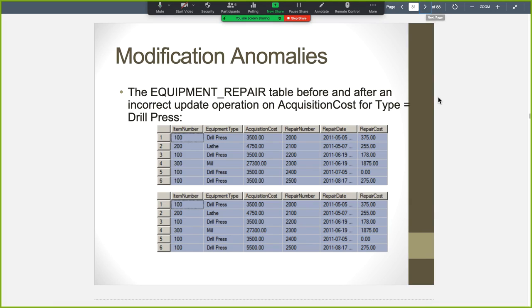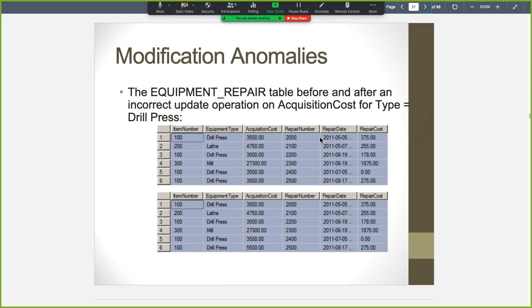But let's take a look at this table. The problem of these two tables is the consistency between the data columns, right? And it's assumed consistency. Now I'm explaining to you why. If you look at the table on the top, we have item number, equipment type, and acquisition cost. So look at the first 3 columns for now. If we see item number 100, we see the equipment type is the drill press.